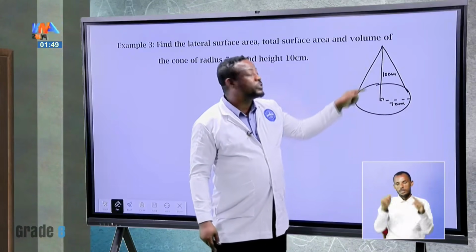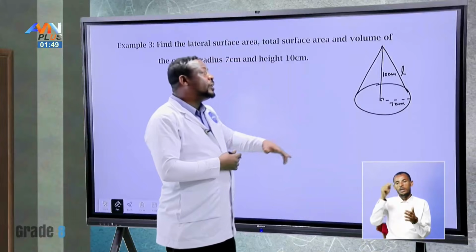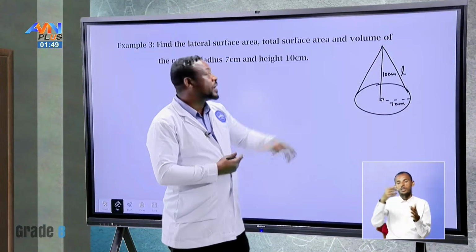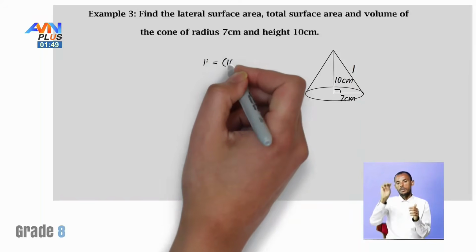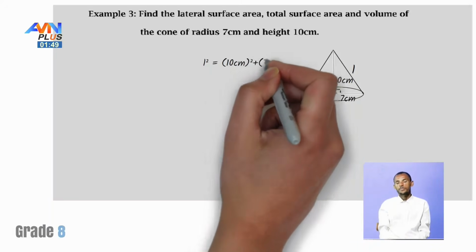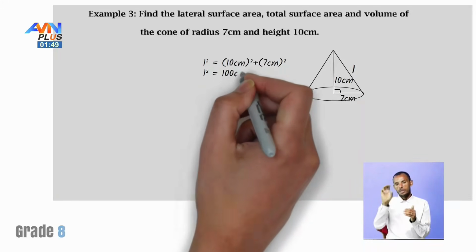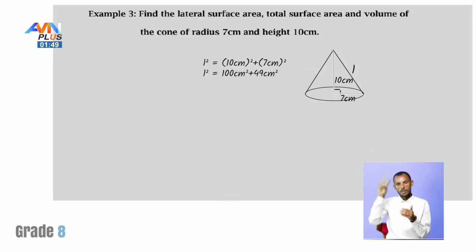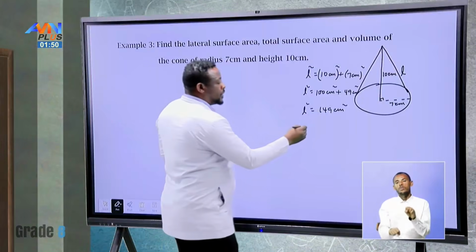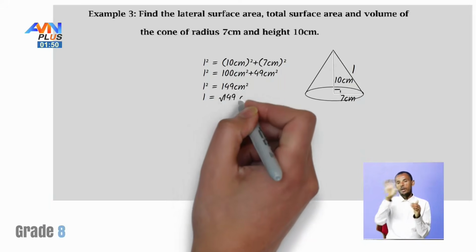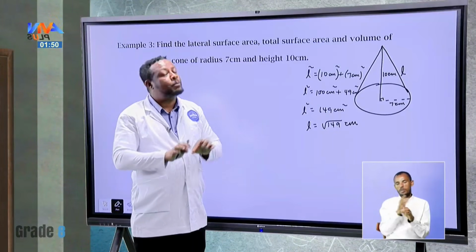Since the triangle forms 90 degrees, it's appropriate to use Pythagoras theorem. Say this is L, which will be the hypotenuse for the right angle triangle that we have constructed here. So L square is equal to 10 centimeter square plus 7 centimeter the whole square. The first square is 100 centimeter square, and the next one is 49 centimeter square. So the sum of these two is 149 centimeter square. So the slant height becomes the square root of 149 centimeter. This is not a perfect square, so you can leave it as it is, or you can use your calculator to obtain the approximate value of the slant height.